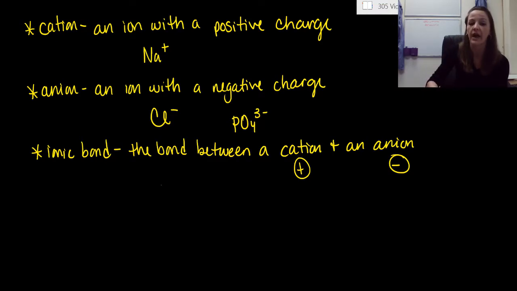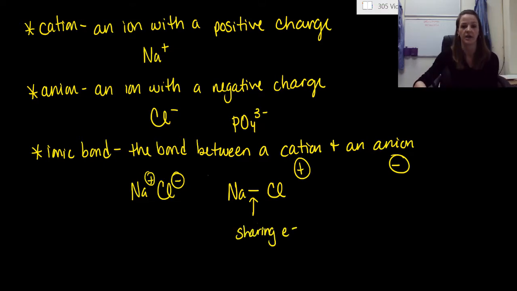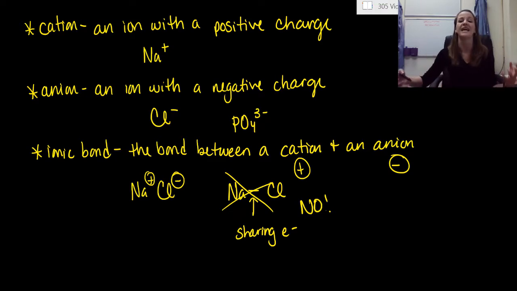When we write out ionic bonds, we always write Na+ and Cl- like this. You would never write out an ionic bond with a line between them, because that implies a sharing of electrons, and there is no sharing of electrons in an ionic bond. So I'm going to put a big X to this and write no right next to it. Do not draw out an ionic bond like that. It's full positive, full negative. It's an electrostatic attraction. That's the big part of it.